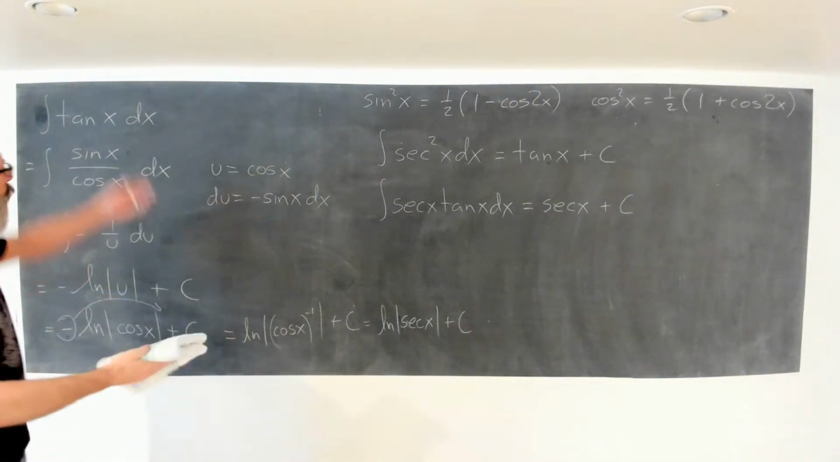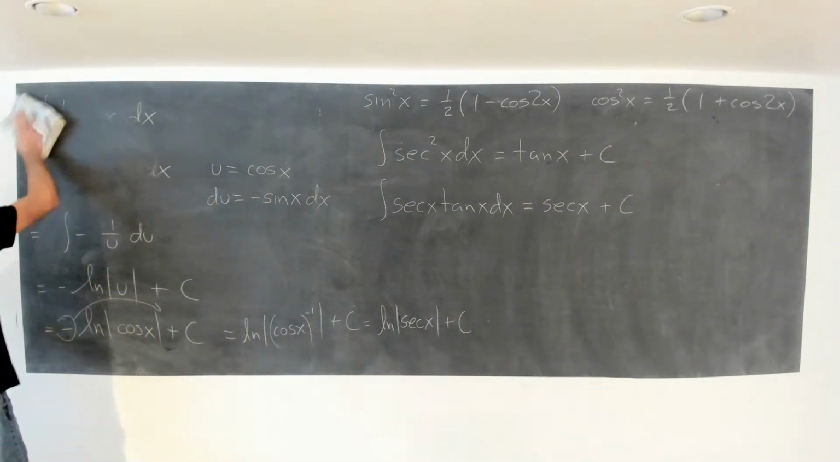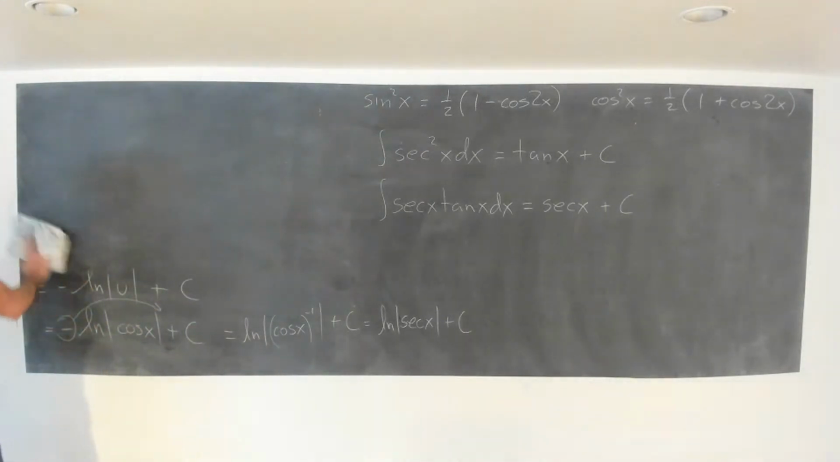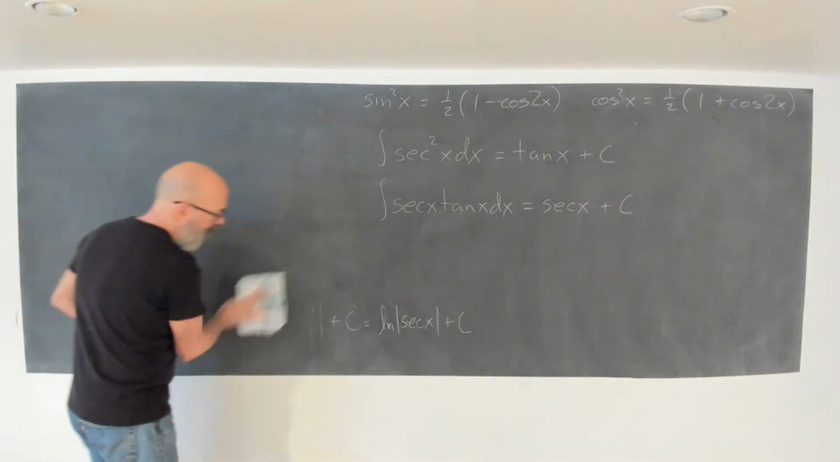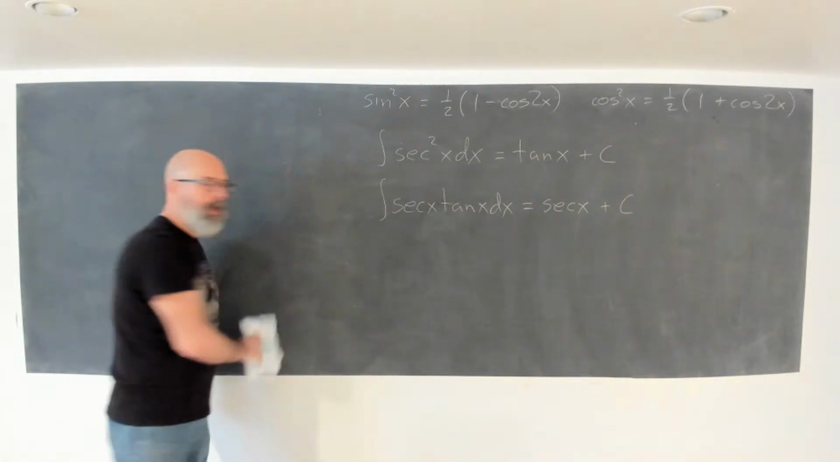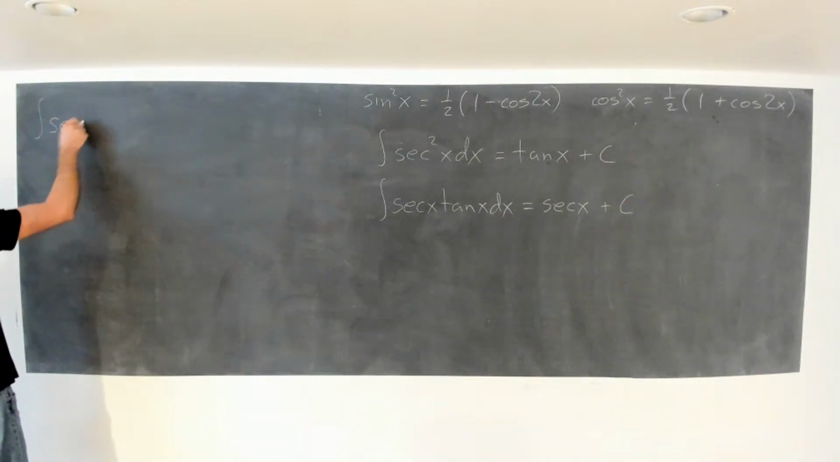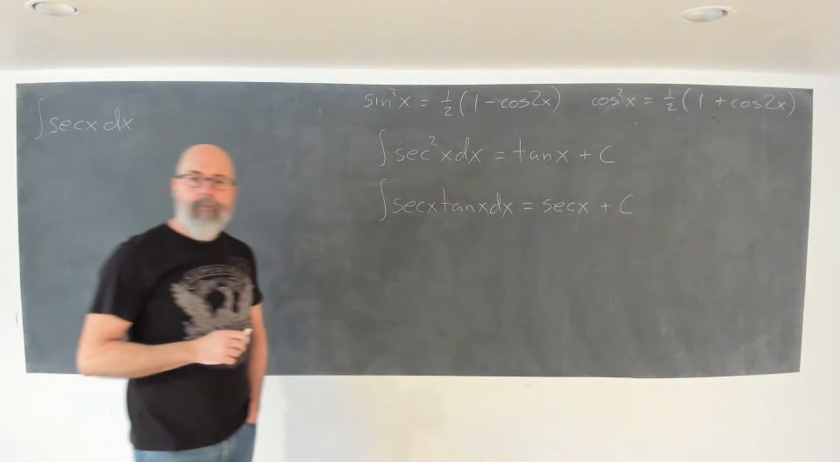So we're moving away from products of sine and cos into the other trig functions. We did tangent, we did secant squared, we did secant tan. These are all nice and easy. Let's consider the integral of secant.